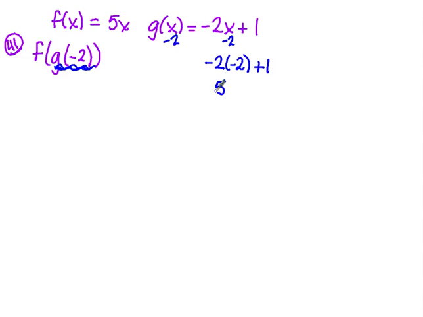So now I'm really going to do f of 5. What are you going to do with that 5? You're going to go up here and put it in here. So you're going to take 5 times 5, so your answer is 25. Okay, that's what you're going to do on 41 through 46.